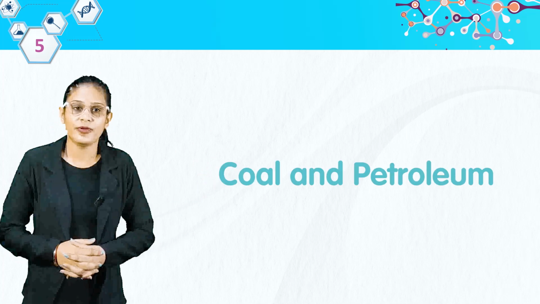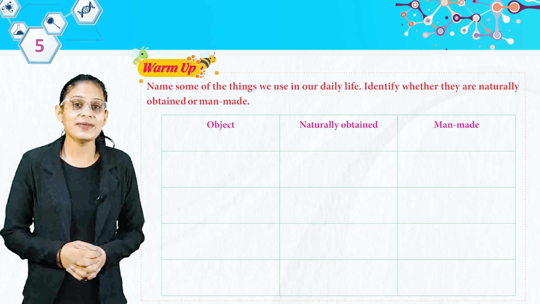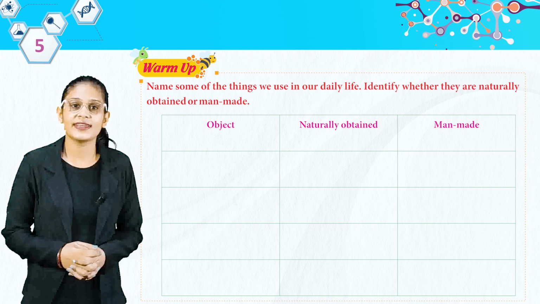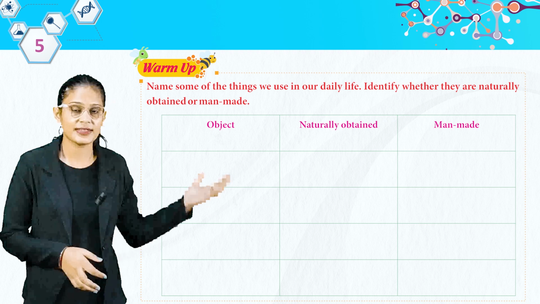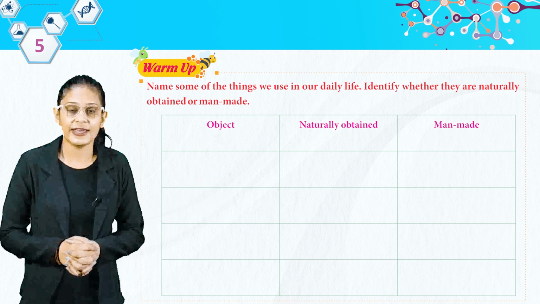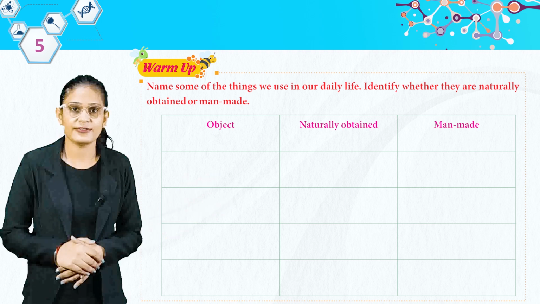Today we are going to discuss Chapter 5, Coal and Petroleum. Let's warm up. Name some of the things we use in our daily life. Identify whether they are naturally obtained or man-made. So students, you have to make this list from your daily life. You can do it by yourself.